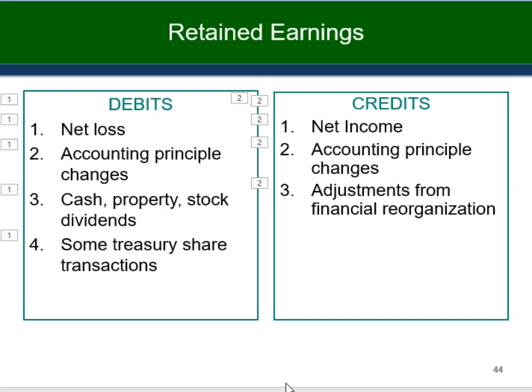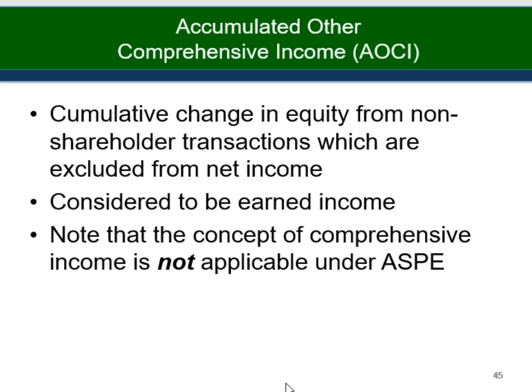Adjustments from financial reorganization would be a credit because you're doing that for the purpose of recognizing the fair value of the assets. And some treasury share transactions reduce retained earnings because the treasury shares basically capitalize the retained earnings in a way similar to the share dividends, which we talked about. Accumulated other comprehensive income.